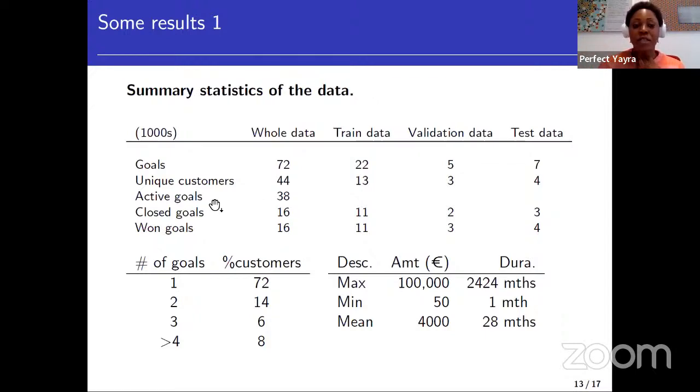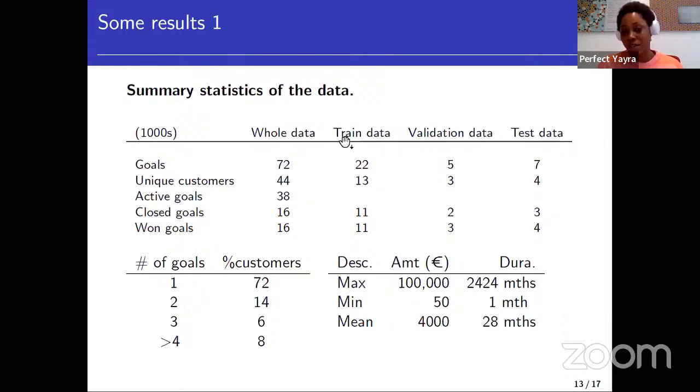The active goals, these are goals that are still running, so we don't have any ground truth for them, are 38,000 out of the total number of goals. The closed and won goals are approximately 16K. So we see that this data set is balanced if we use the closed and won goals, which are the ground truth. We know that the customer has closed the goal or has won the goal. So this won and closed data set is what we'll use to build our GLM model.